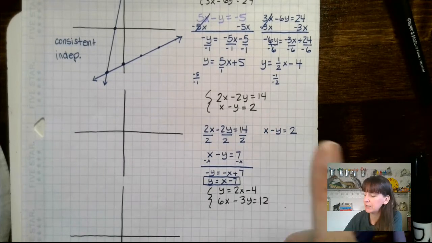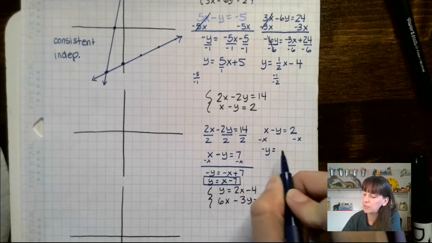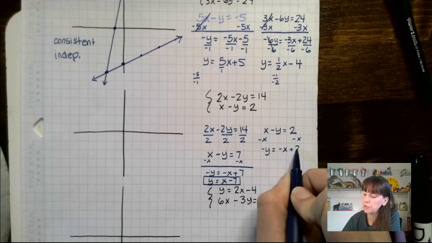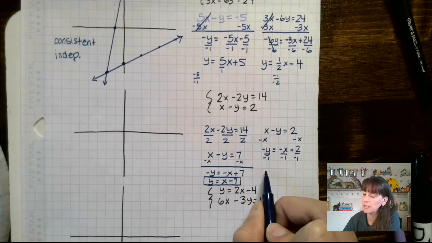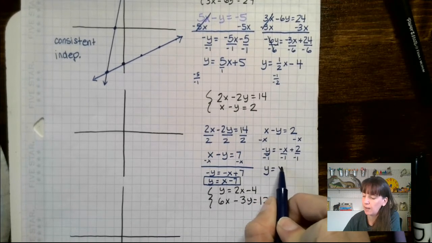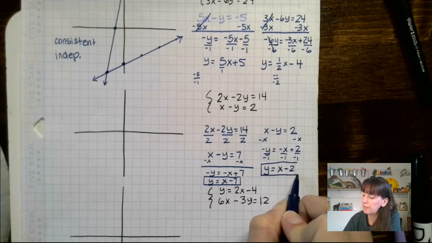Now over here, same idea. We're going to minus x. Negative y equals negative x plus 2, and divide everything by negative 1, which again just changes the signs. Y equals positive x, negative 2. All right, we go to graph these two guys.